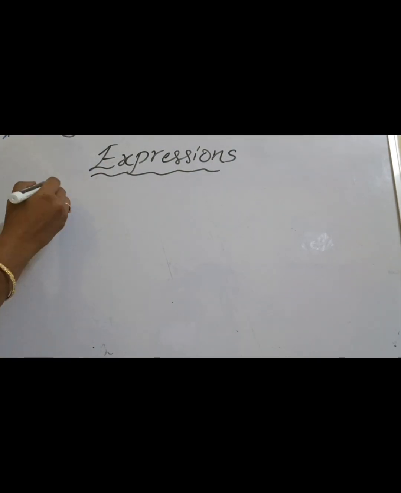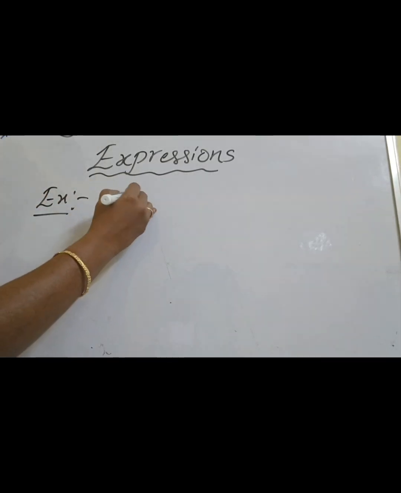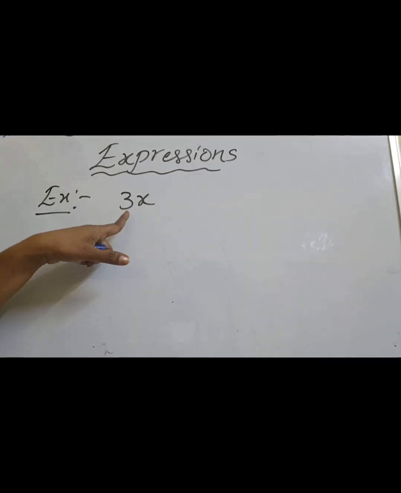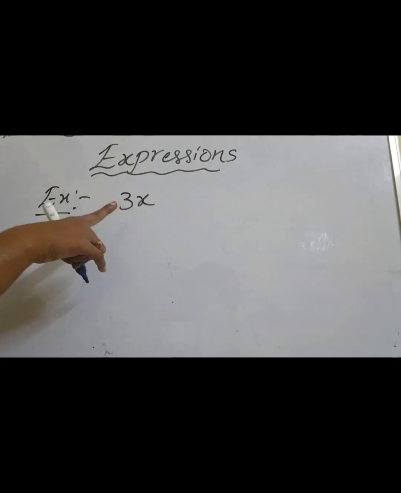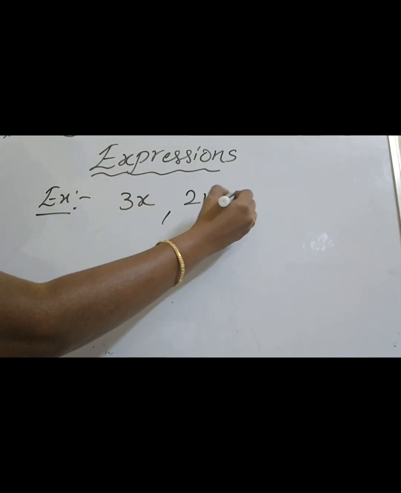It may be a single term or a combination of terms connected by the four operations. Clear, everyone? Let us see the example. First, I am taking 3x. Is this a term? Yes. In this term, a variable is there and a numeral is there, right? This is also one expression. Clear? Yes.